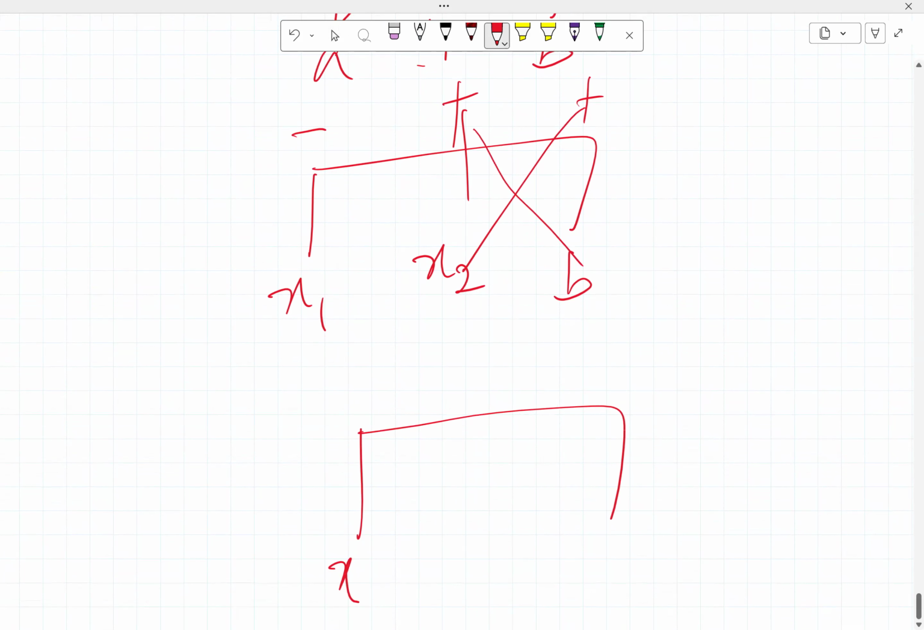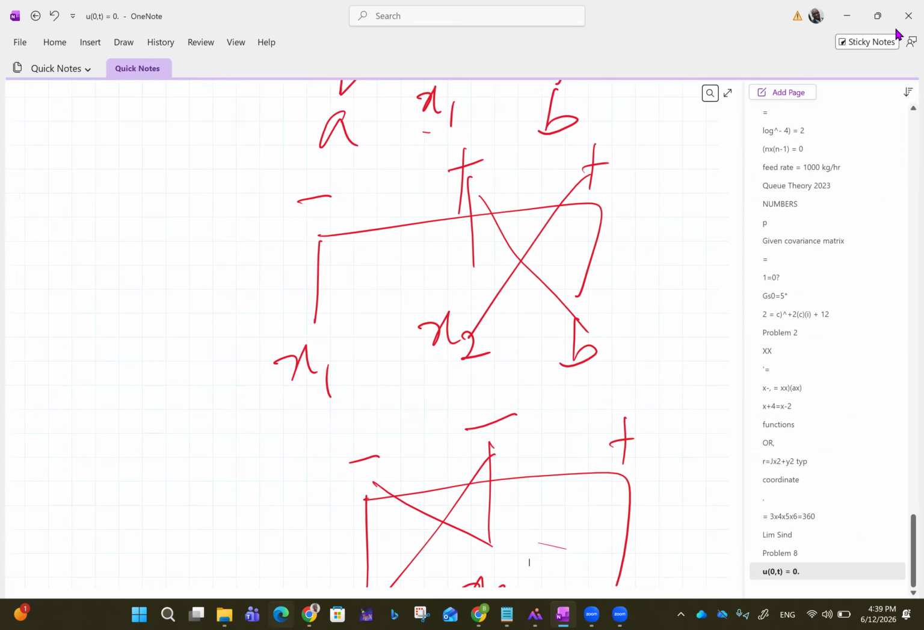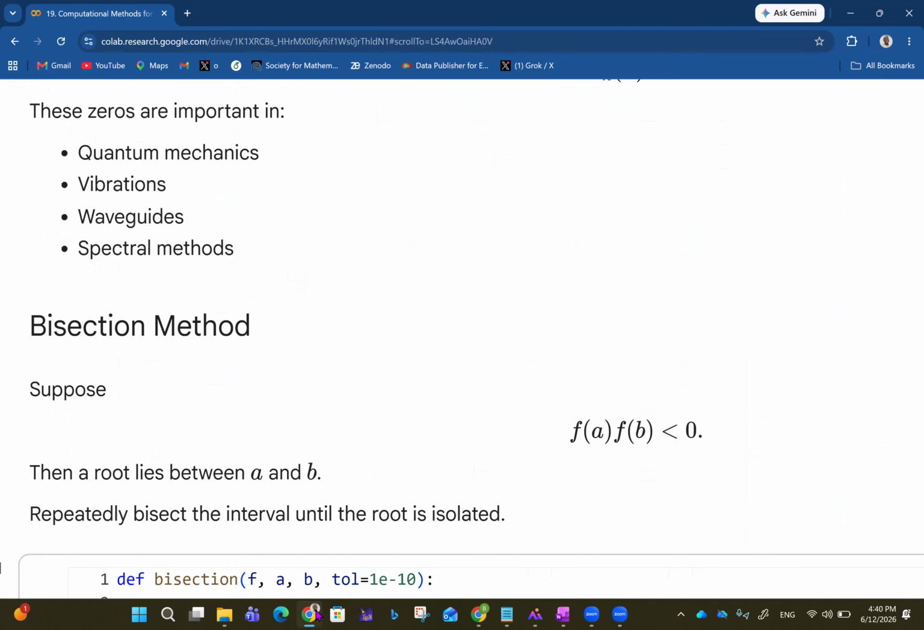So the next iteration is going to be something like this. You have x1 and x2. We know f of x1 is negative and f of x2 is positive, and then you're looking for x3. Let's say x3 is now negative. You cut this off again, and your next solution lies between x3 and x2. That's how you keep going with bisection, cutting off regions where the solution does not exist so you can improve your chances of getting the solution. So suppose f of a multiplied by f of b is less than 0, then a root automatically lies between a and b. Repeatedly bisect the interval until the root is isolated.